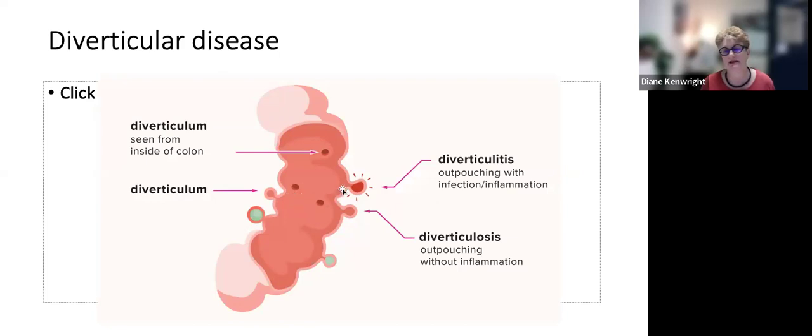Just like an appendix, it can get a fecalith stuck in it, and this can cause inflammation. And if there's inflammation, that can burst, and we can get an abscess. And the abscess can cause pelvic sepsis and require antibiotics, drainage, or a larger operation.